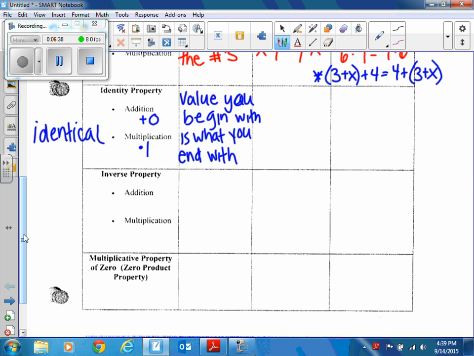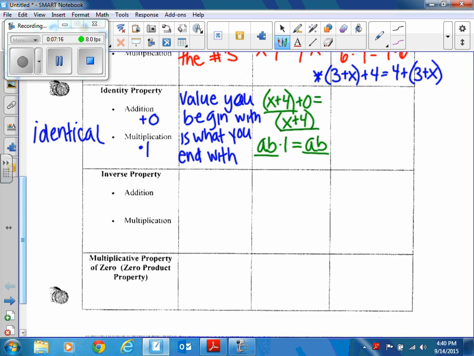So let's look at a little example of that. If I had x plus 4 plus 0, I still have x plus 4. And in multiplication, if I have a b times 1, I'm still going to be left with a times b. So those identities, you're identical. What you start with and what you end with. We started with x plus 4, we end with x plus 4. We started with ab, we end with ab. It doesn't change. Yes, the identity, it doesn't change.